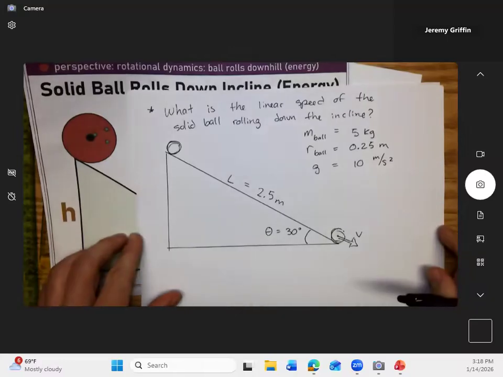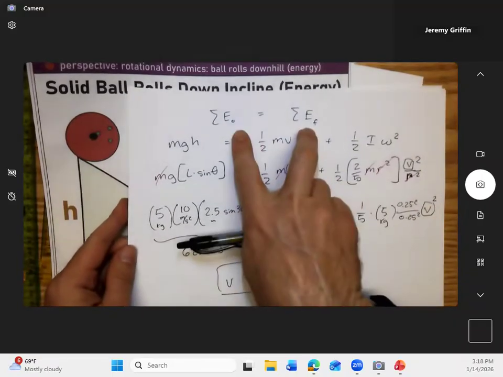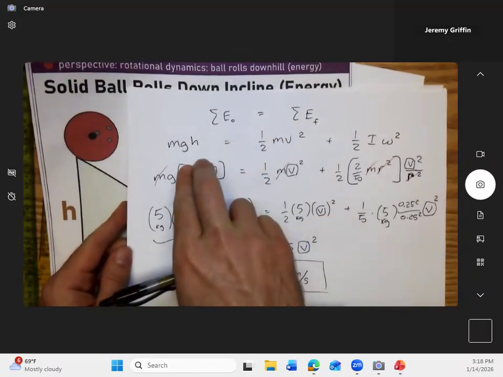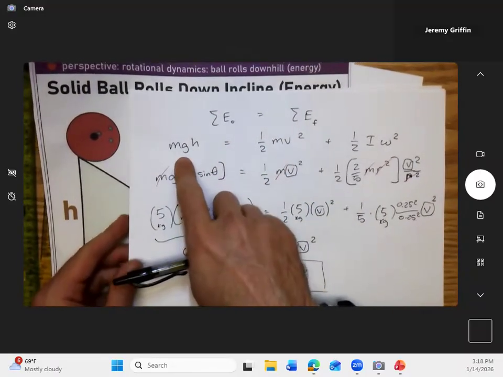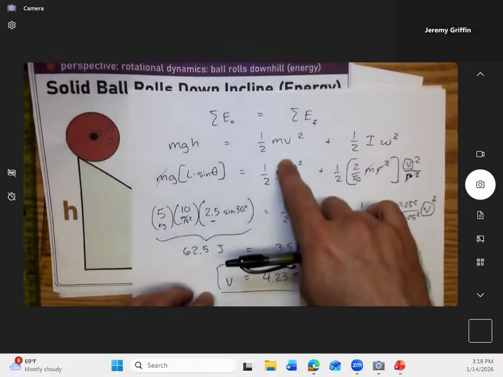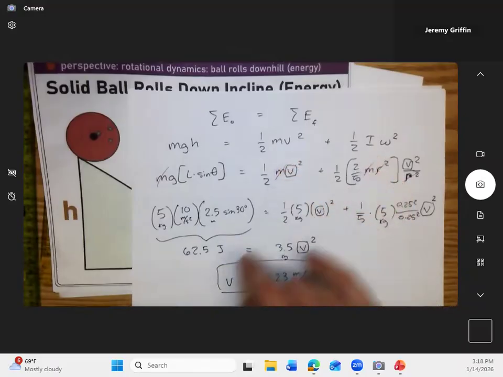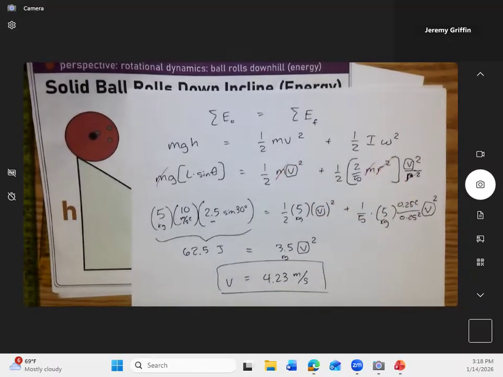All right, so I'll show you guys what I was thinking. So here's your conservation of energy. If you just look at this, you see a few of these steps today. The source of energy is this mgh. And by the time the ball rolls to the bottom, it has this linear kinetic energy, 1/2 mv squared, plus this 1/2 I omega squared.